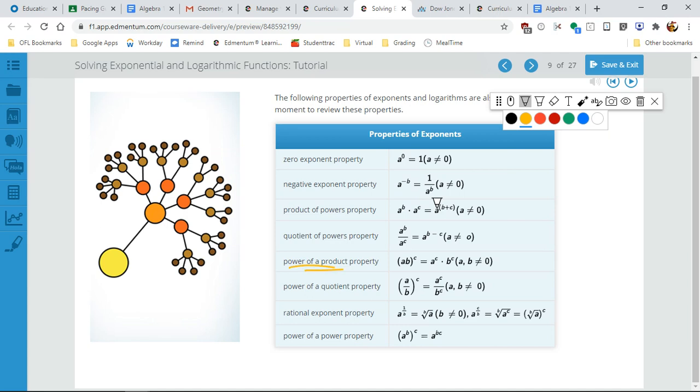Power rule. So this idea that we have two different bases, two different factors. We have two factors here. We're just going to distribute this exponent to each factor. And the reason why they say a and b don't equal 0 is because if a equals 0, everything would be 0. If b equals 0, everything would be 0. It wouldn't affect anything. Here they're just saying a and b cannot equal 0, because what's the point of doing it?